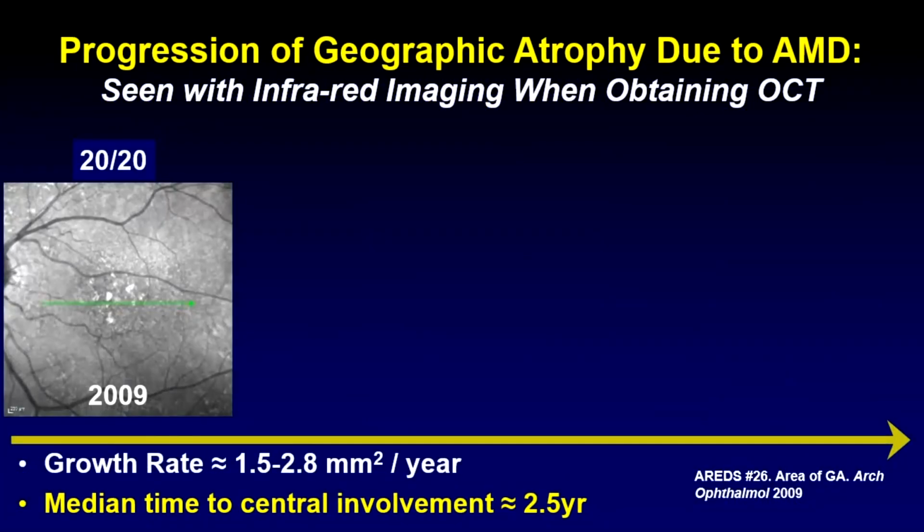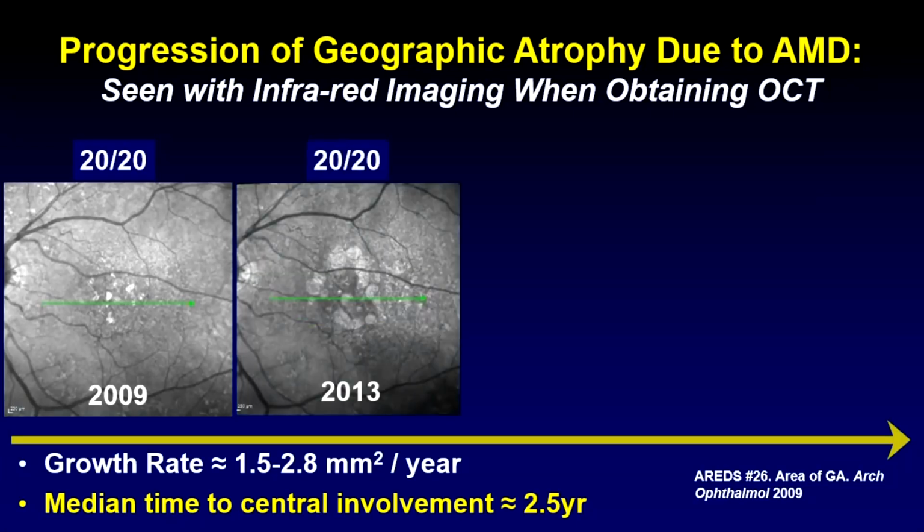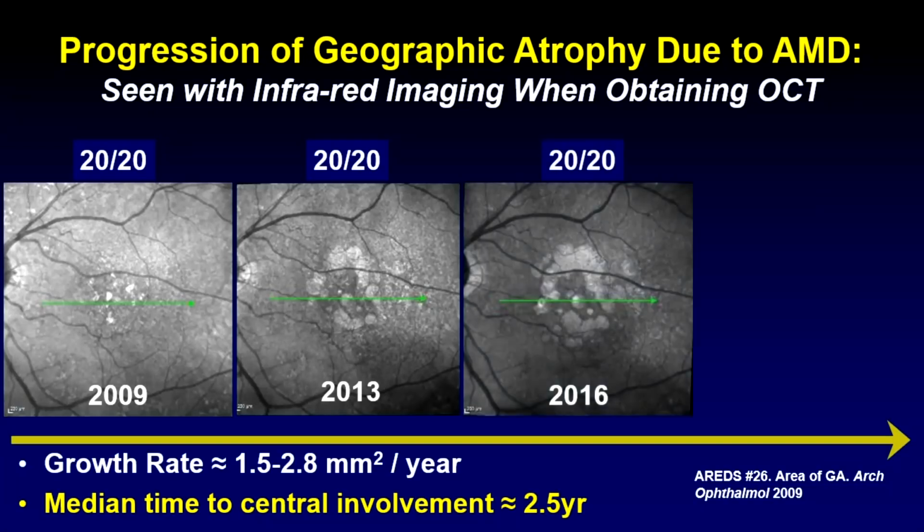This is a typical example of a patient who develops geographic atrophy. Typically, they are in their 80s or 90s. They may have 20/20 vision, as this patient had in 2009. 4 years later, the central visual acuity on the eye chart still measures at 20/20, but the patient notices some pericentral scotomas that begin to interfere with reading very fine print.